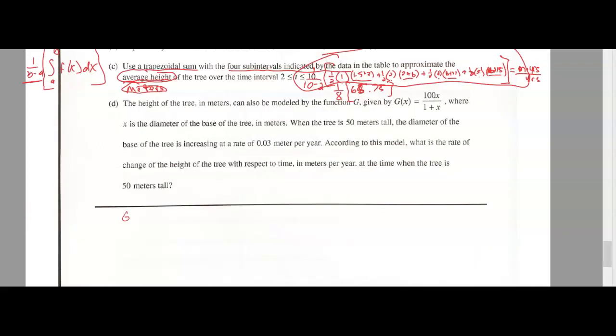Okay, and finally the last question here. It's another related rate question. The height of a tree is given by this function g, where x is your diameter of the base of the tree in meters. When the tree is 50 meters tall, the diameter at the base of the tree is increasing at a rate of 0.03 meters per year. Remember, x is the diameter at the base of the tree. So when the diameter of the base of the tree is increasing at that, what that really gives us is dx/dt is equal to 0.03.